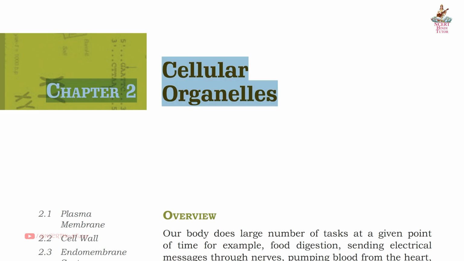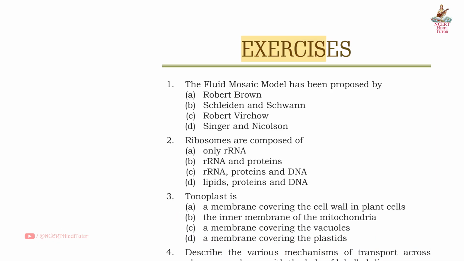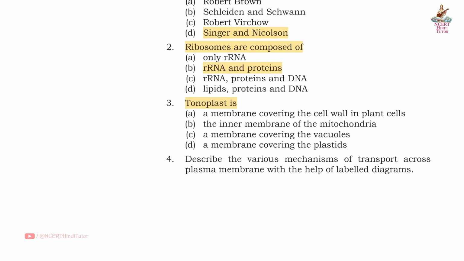Chapter 2 Cellular Organelles Question Answers from Class 11 Subject Biotechnology. Exercises. Question 1. The fluid mosaic model has been proposed by answer D, Singer and Nicholson. Second, ribosomes are composed of answer B, rRNA and proteins. Third, tonoplast is answer C, a membrane covering the vacuoles.